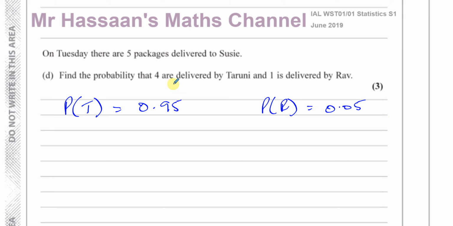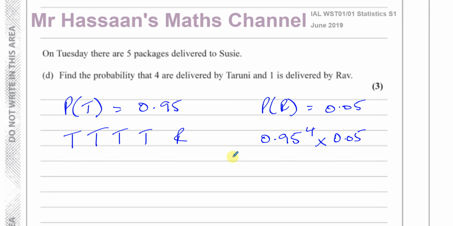Now, you've got 5 packages, and we've got to find the probability that 4 of them are delivered by Taruni and 1 delivered by Rav. There are different ways of doing this. If you just list them all, that's one way, but I'll show you a quicker way in the end. Just imagine you did list them all. Say you got Taruni, Taruni, Taruni, Taruni, and Rav. So you have 0.95 times 0.95 times 0.95 times 0.95, which is 0.95 to the power 4, and then the last one delivered by Rav, so that's 0.05.